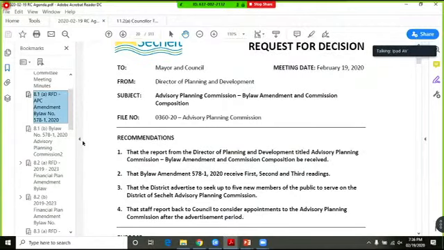Then item 10.3, Investing in Canada Infrastructure Program grant application for the Wakefield lift station replacement. First, a motion to receive the report. Moved and seconded. All in favor? Thank you. And back over to you. Thank you, Mayor and Council.